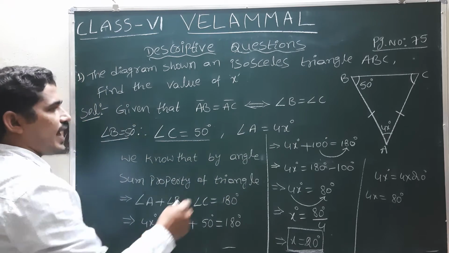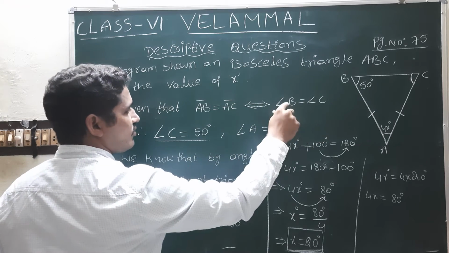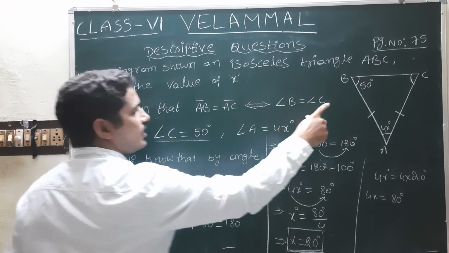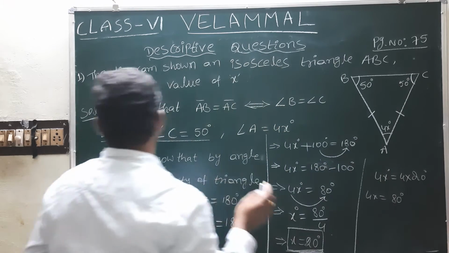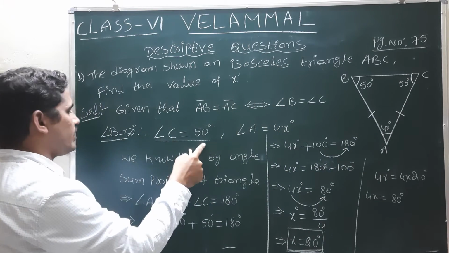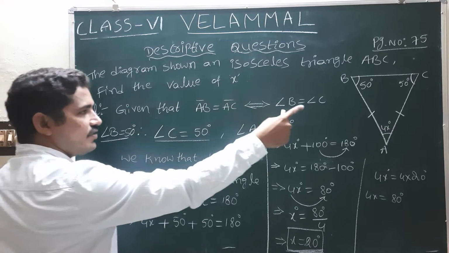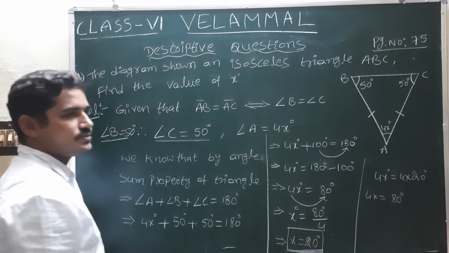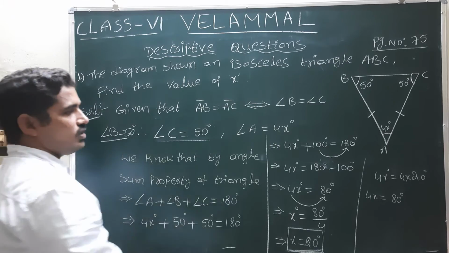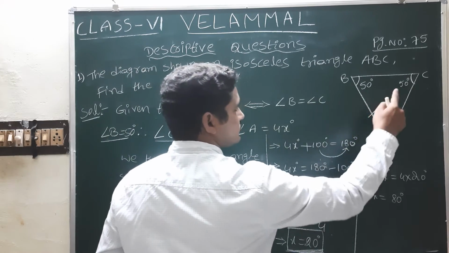So we know the angle B value. Whenever we know it is 50 degrees, automatically the angle C value we will also get as 50. So angle C is equal to 50, angle B is equal to 50, already given in the diagram, and angle A is given as 4x degrees. Now we know the three angles of the triangle.